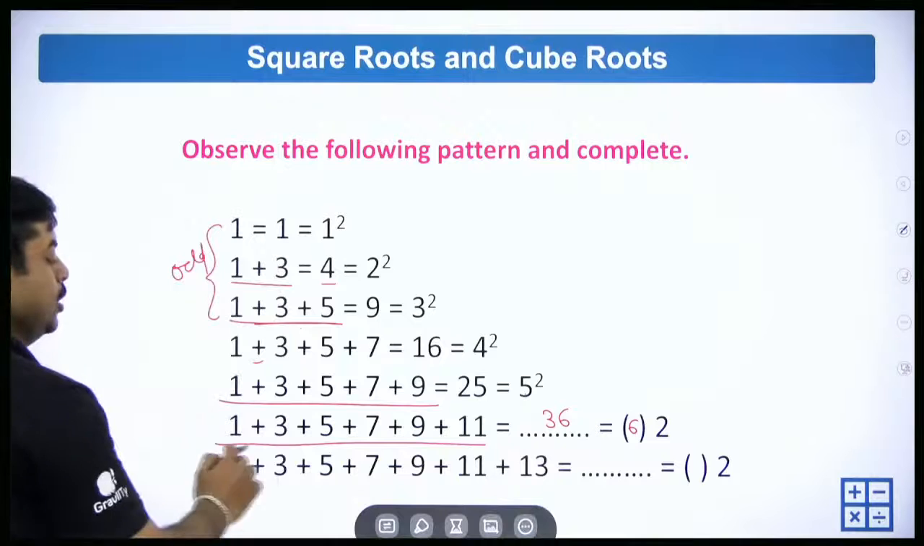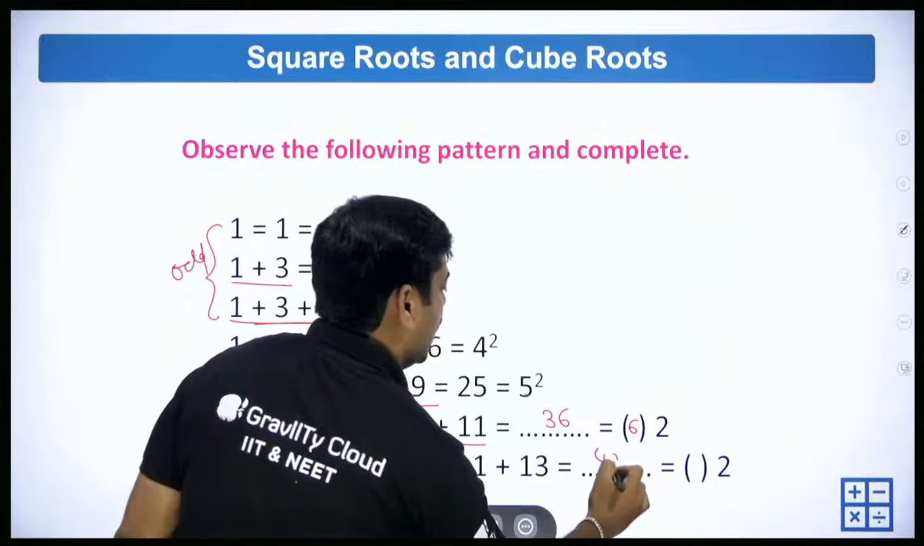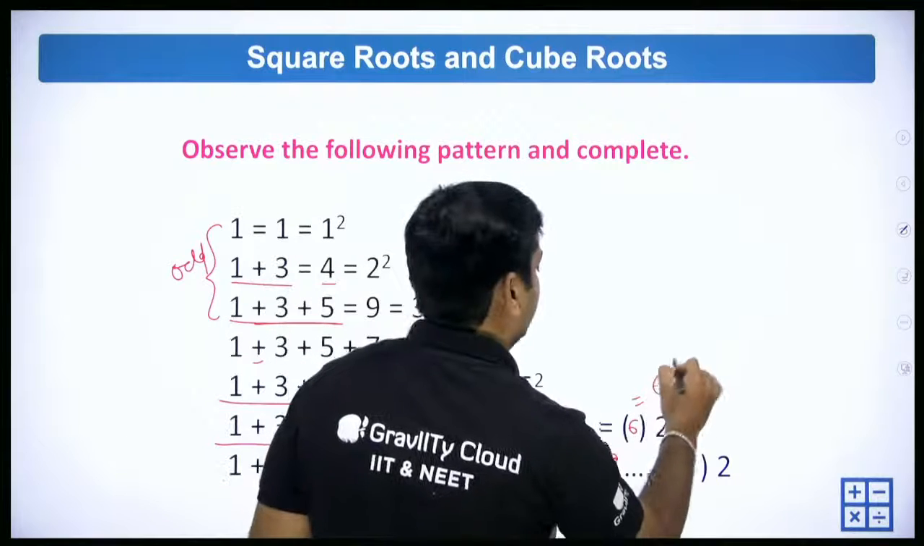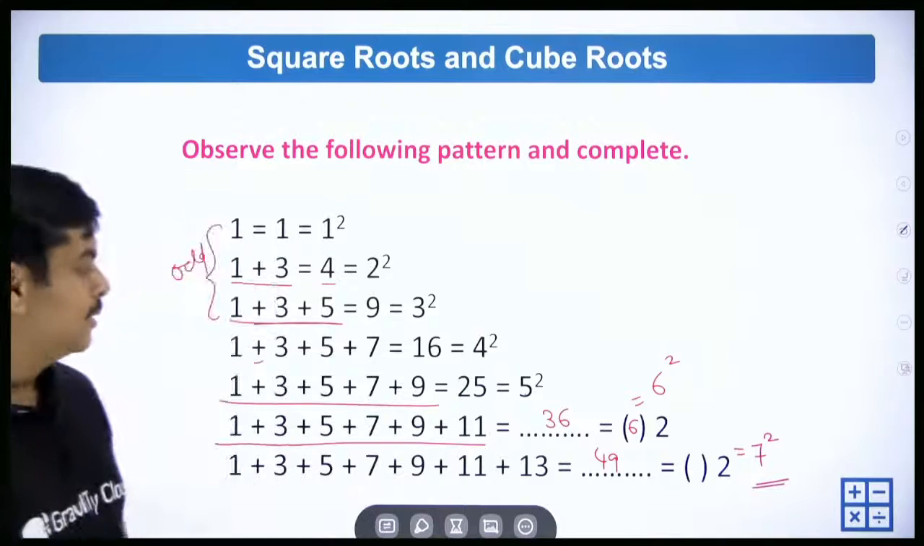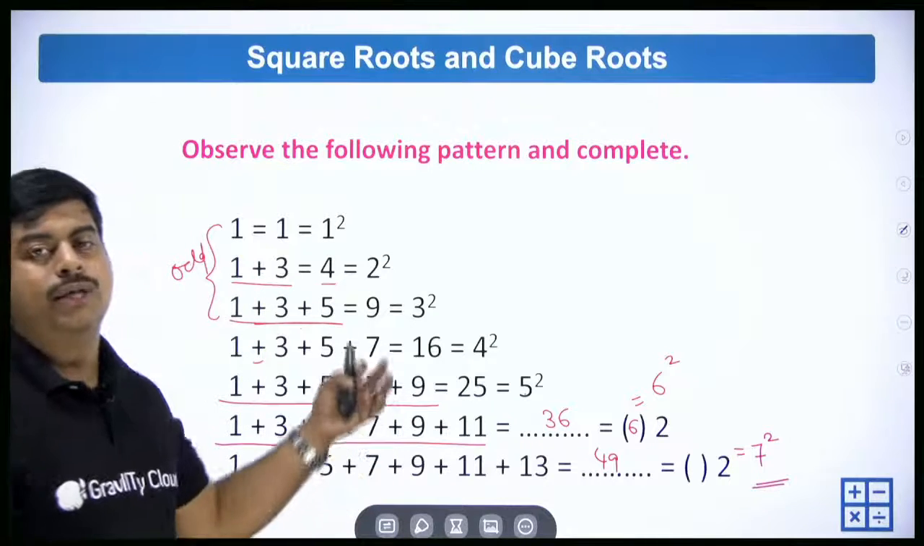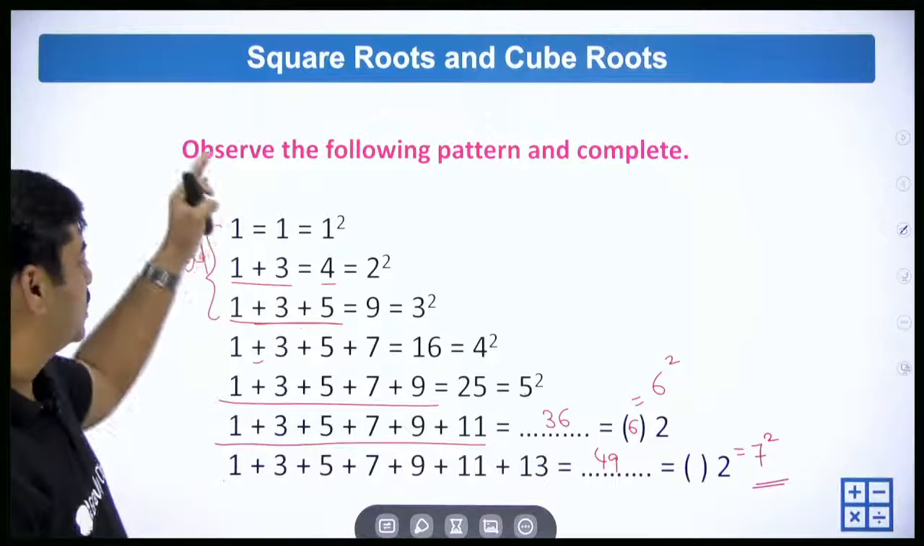Next 7 numbers, 1, 2, 3, 4, 5, 6, 7. 7 becomes 49, this one is 6 square, and this one is 7 square. That is how you can write it. If you add 10 odd numbers, it is 10 square. 11 odd numbers, it is 11 square. But always you should start with the number 1.